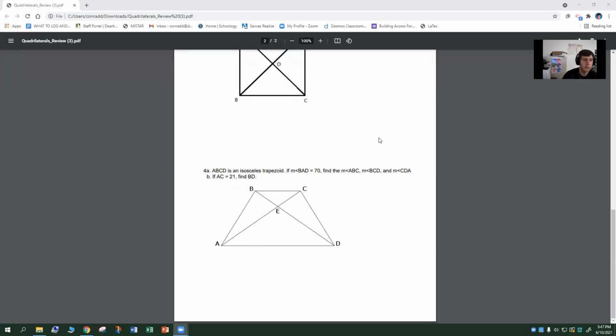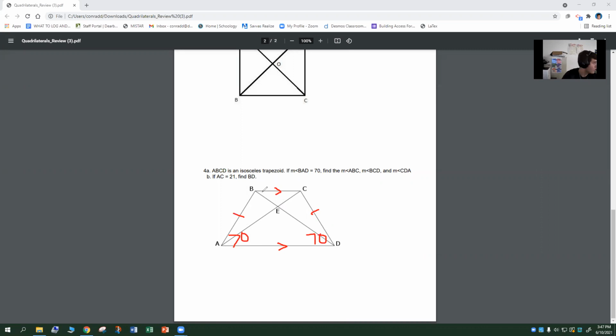All right, and then the last one here is an isosceles trapezoid. So we know an isosceles trapezoid, the legs AB and CD are going to be congruent. And then the bases are the sides that are parallel. So here BC would be parallel to AD. Right, if we know the measure of angle BAD here is 70 degrees, we know the base angles of an isosceles trapezoid are congruent. So if BAD is 70, then CDA is also 70.